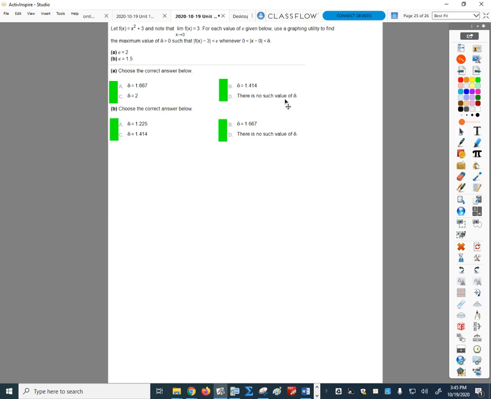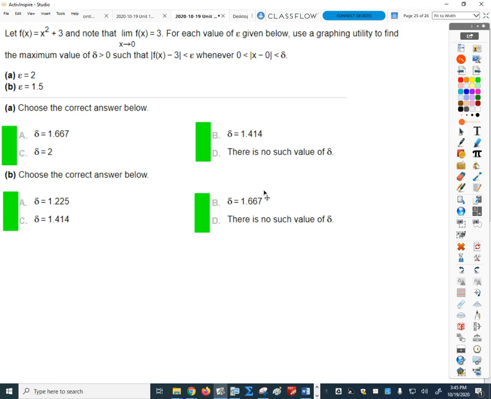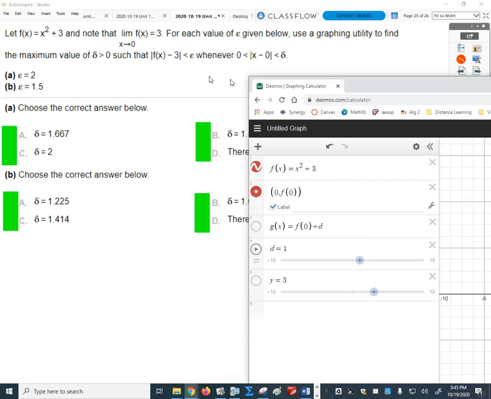And then finally these delta epsilon ones. So what about this? They say let f of x equal x squared plus 3, and note that the limit of f of x as x approaches 0 is 3. Okay, we can see that on Desmos if we graph this function.